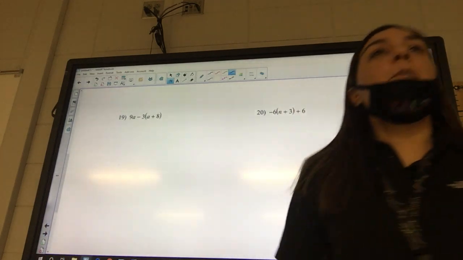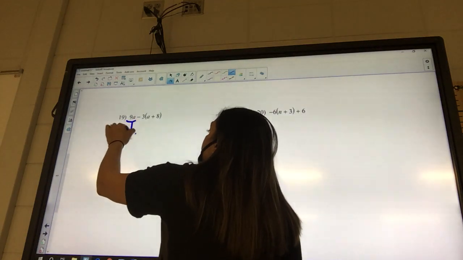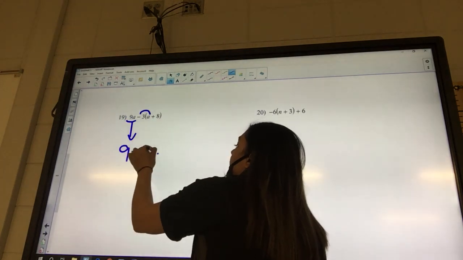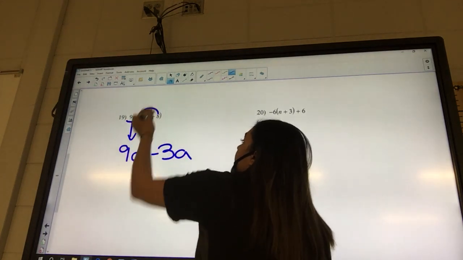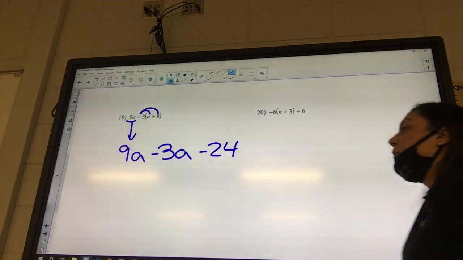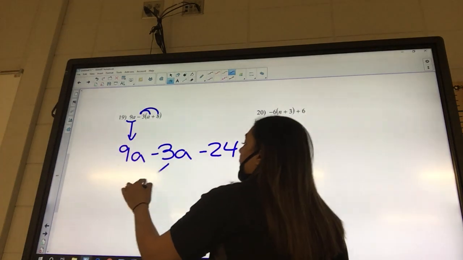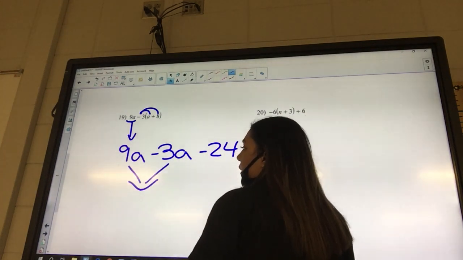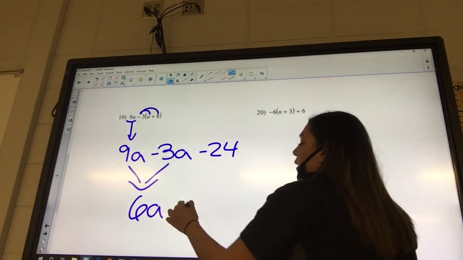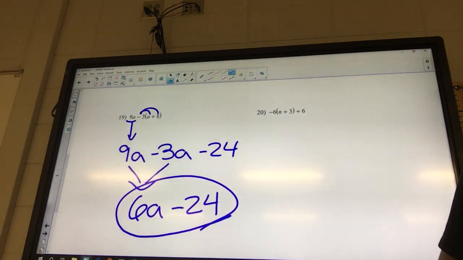Okay, 19. What gets dropped down? The 9a. Okay, he's the lonely guy hanging out. And then we got negative 3 times a. Give me negative 3a. Negative 3 times 8, negative 24. And what can you put together? Negative 3a and 9a to give me what? 6a. And what? Negative 24. Okay, you guys go through, do all the even ones.